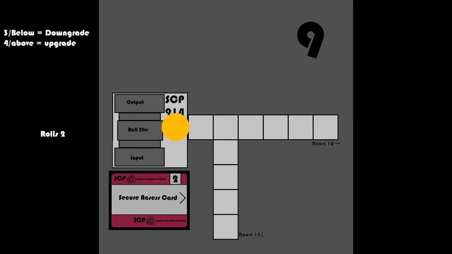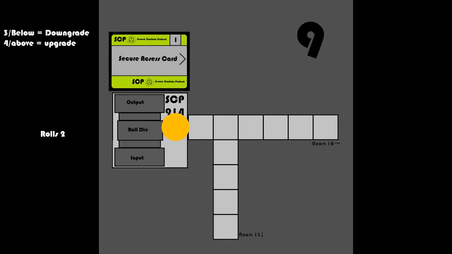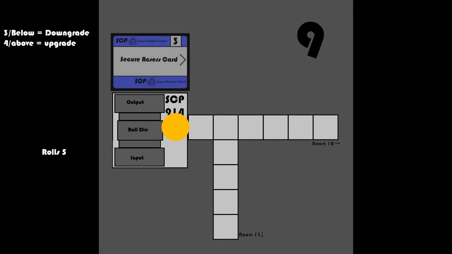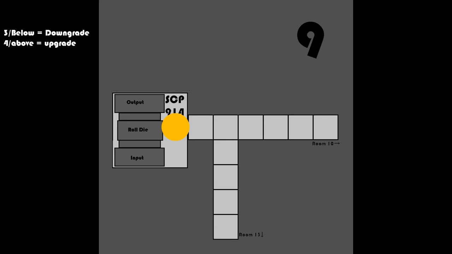The player rolls a 2. You can see the instructions in the top left of the screen. A 3 or below is a downgrade. So, the secure access card is downgraded to level 1. However, if they were to roll a 5 instead, it would be 4 or above, which means that their key card would be upgraded to a level 3 secure access card.